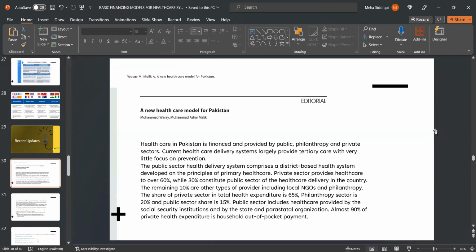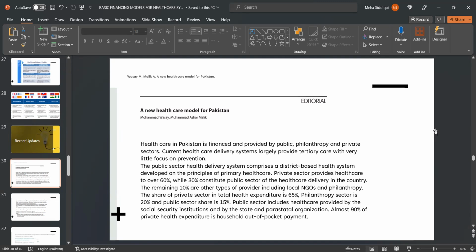Recent updates. It is an editorial titled A New Healthcare Model for Pakistan. According to it, healthcare in Pakistan is financed and provided by public, philanthropy, and private sectors. Current healthcare delivery systems largely provide tertiary care with very little focus on prevention. The public sector health delivery system comprises a district-based health system developed on the principles of primary healthcare. Private sector provides healthcare to over 60%, while 30% constitutes the public sector of the healthcare delivery in the country. The remaining 10% are other types of providers, including local NGOs and philanthropy.